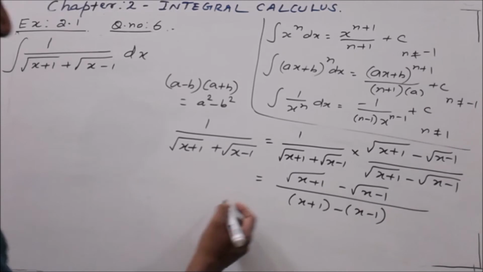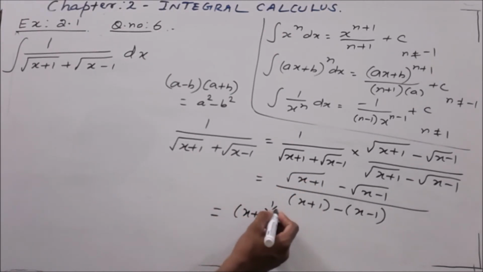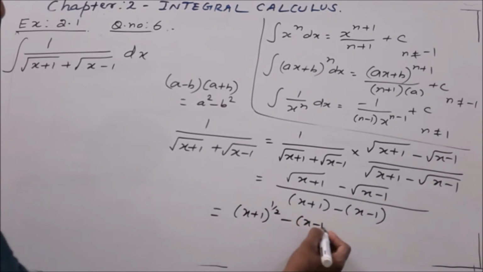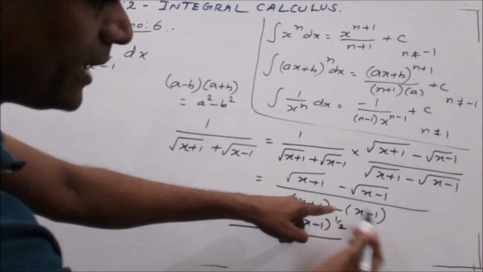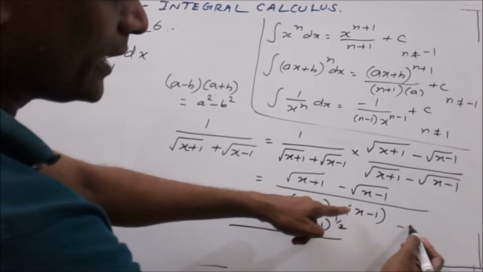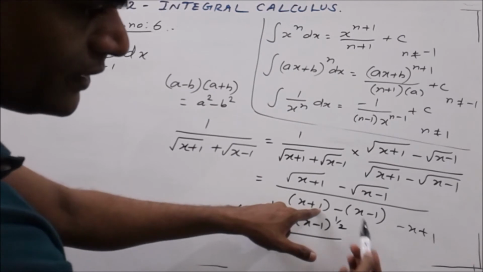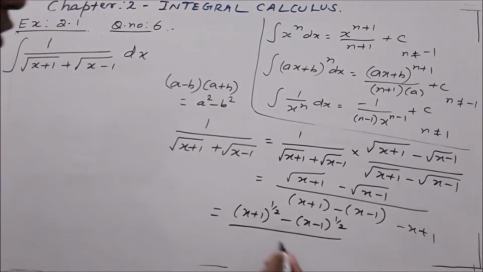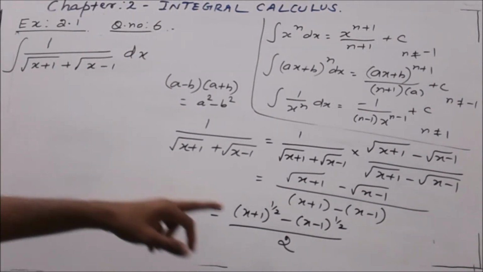Here, simplify again. The root of x plus 1 means x plus 1 whole power half, minus x minus 1 whole power half, divided by, multiplying this minus inside, it will be minus x plus 1. So x and minus x get cancelled. 1 plus 1 becomes 2. So we will have only 2 in the denominator. Now this function is equivalent to this function.